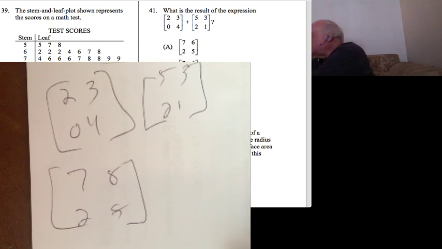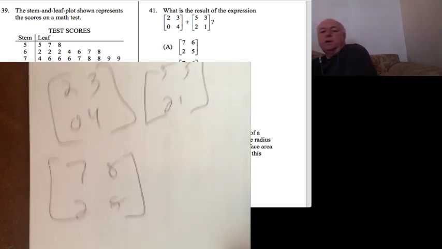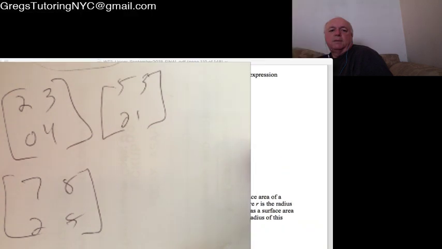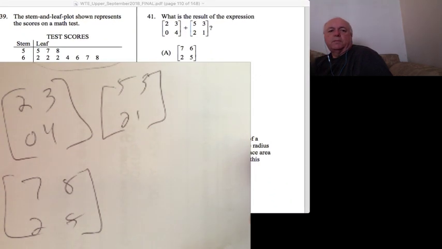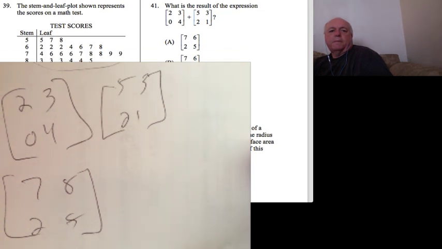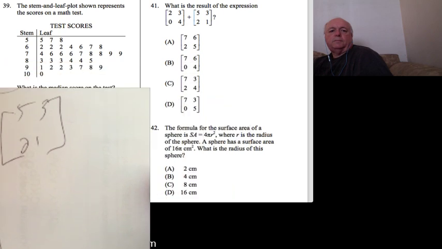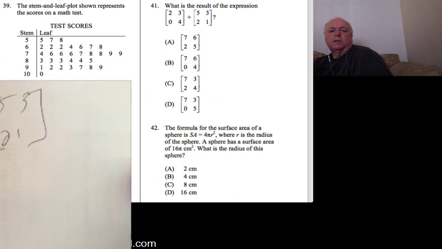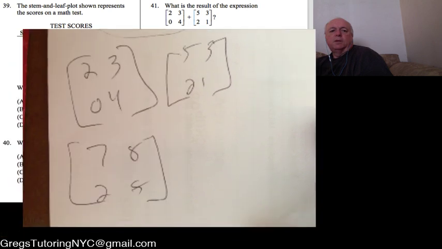So this is question number 41. Yeah, 41 is A. All right, so we didn't even need to look at some of the other examples. Okay, and 42 is at the bottom there.